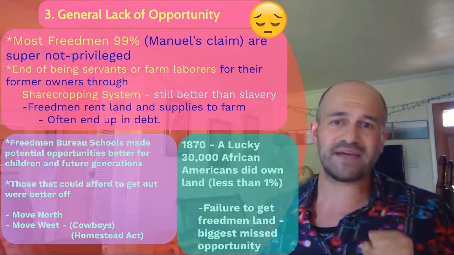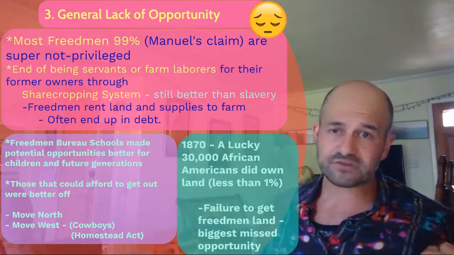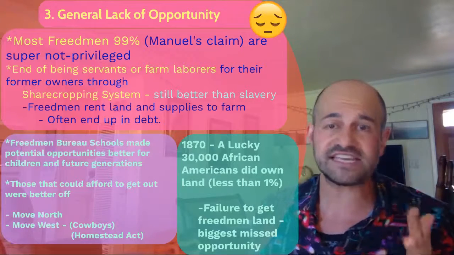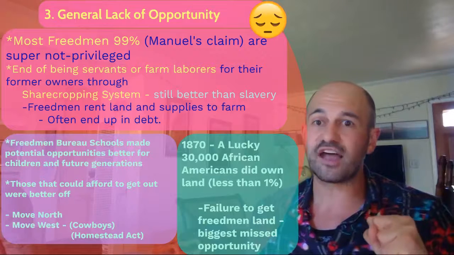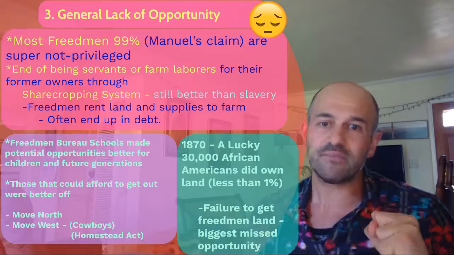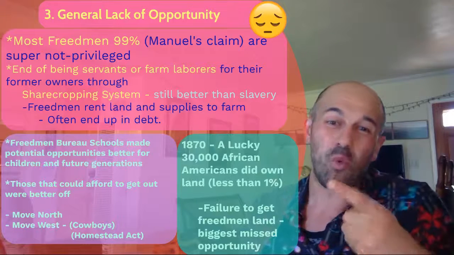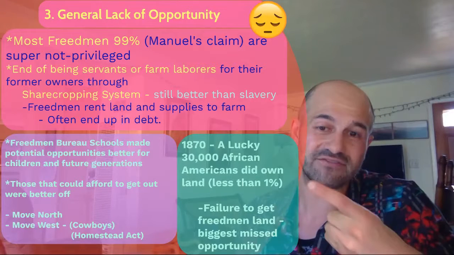I did find this statistic that by 1870, there are 30,000 African Americans that did manage to own land, and land ownership really was the key to getting out of oppression. Because if you could own land, you could build wealth, and only 1% of them, or less than 1% of them, actually did.